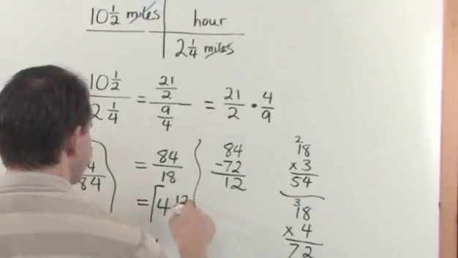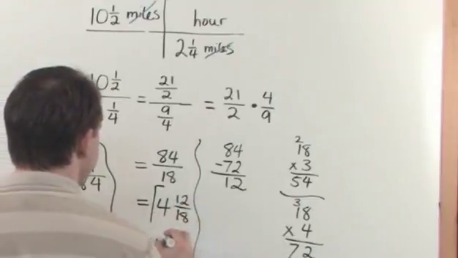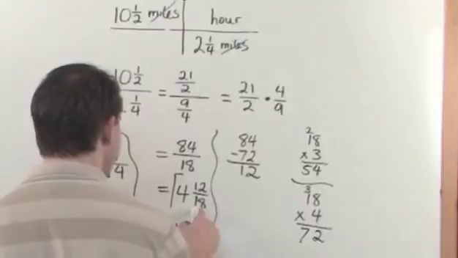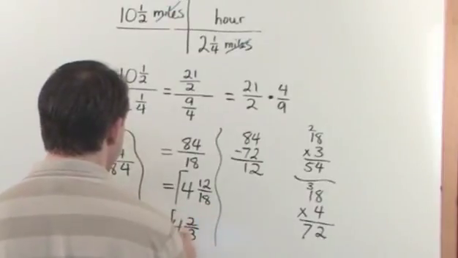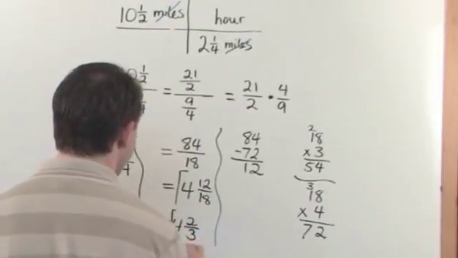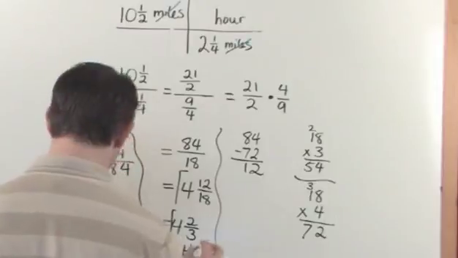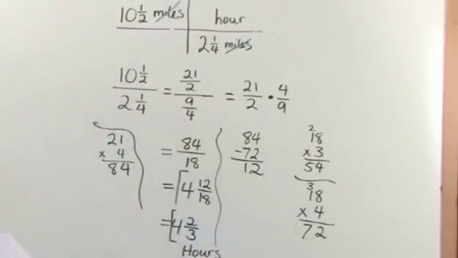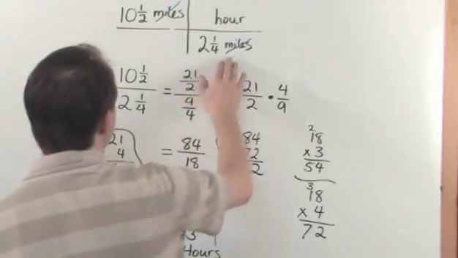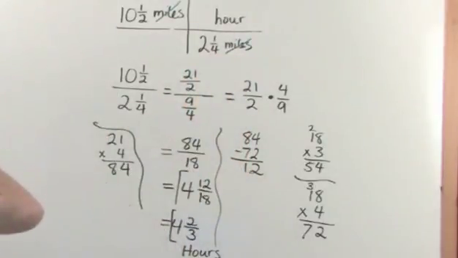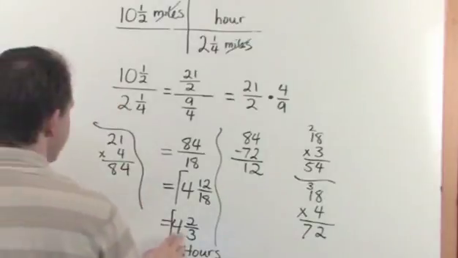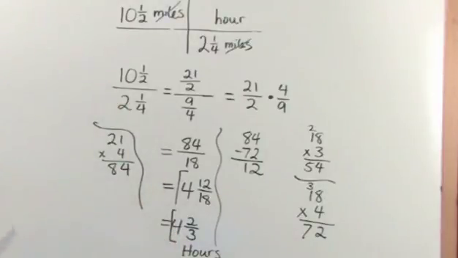12 divided by 6 is 2. 18 divided by 6 is 3. So the answer is 4 2/3 hours. Okay, so if I am traveling a distance of 10.5 miles and the speed that I'm going is 2 1/4 miles per hour, how long will it take me to do that? When I divide them, I get 4 2/3 hours, which is almost 5 hours.